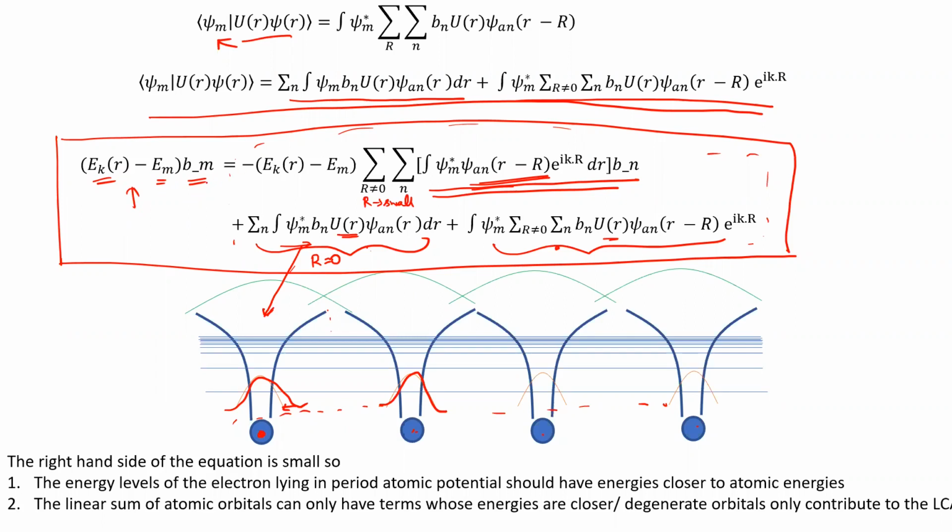If Bm is 0, in the sense that it does not contribute, then it does not really matter. So for Bms which are non-zero, which contribute to these wave functions which extend to the entire lattice, these Ek should be similar to Em. And the linear sum of atomic orbitals can only have terms whose energies are close. So these Bms can have non-zero values only when Ek equals Em, because the right hand side is small. If Bm should be non-zero, Ek should be very similar to Em. That is, this Ek minus Em must be a small number.